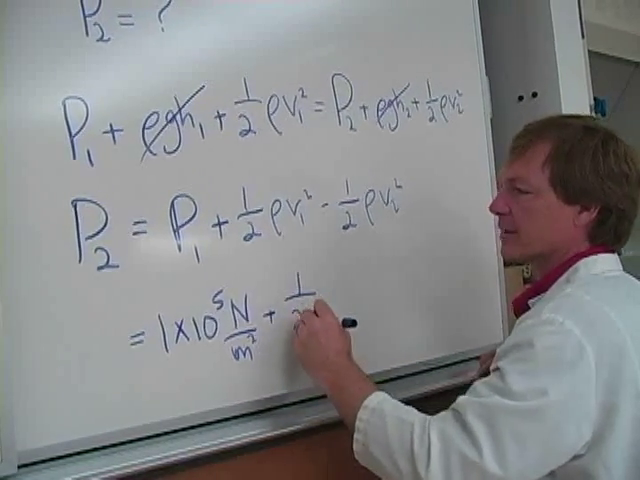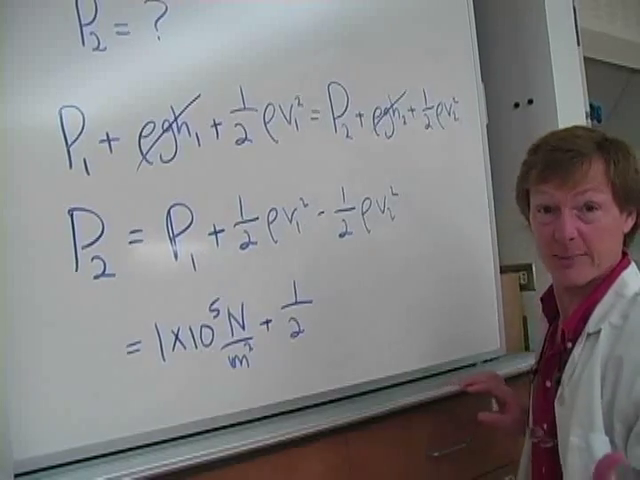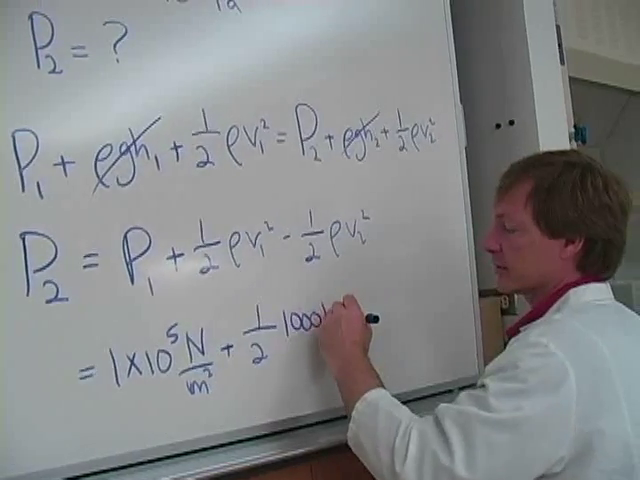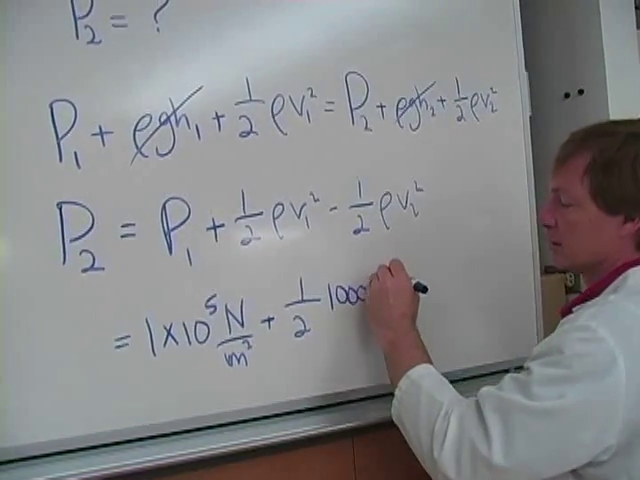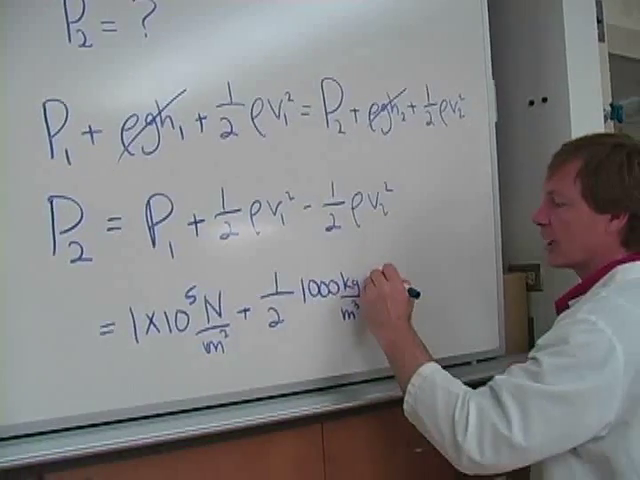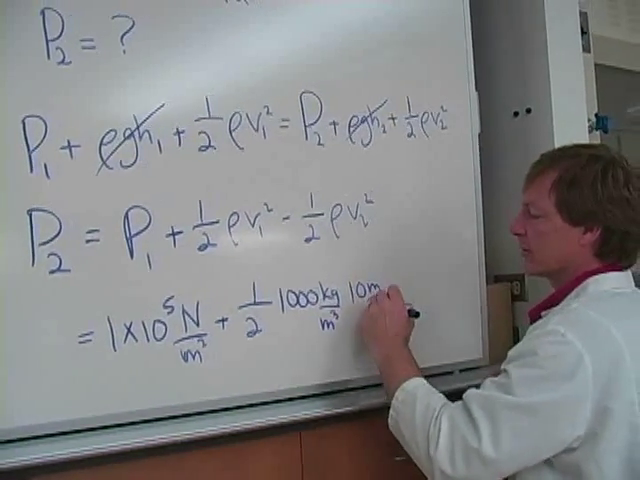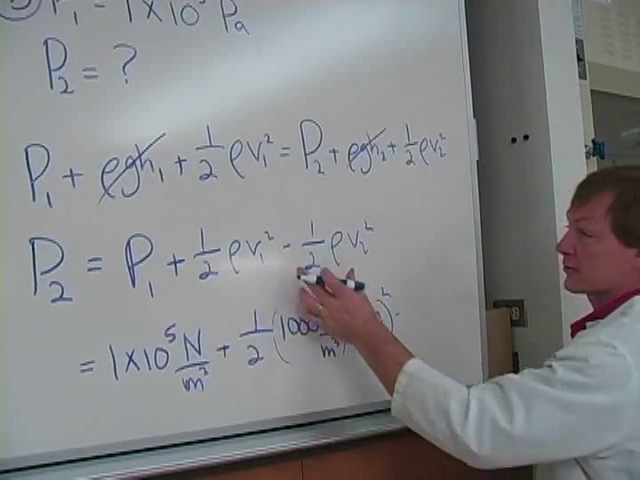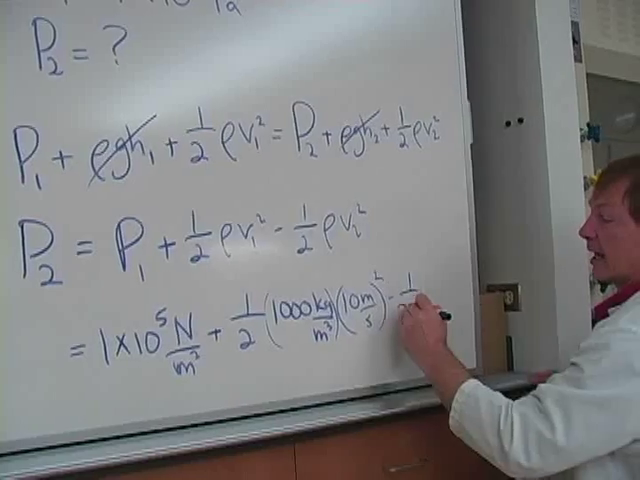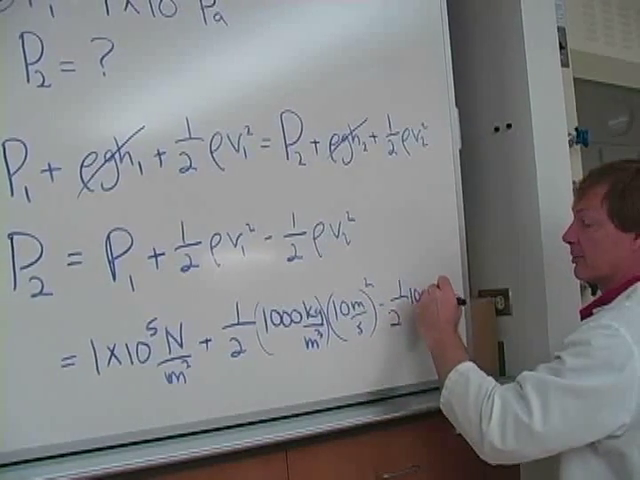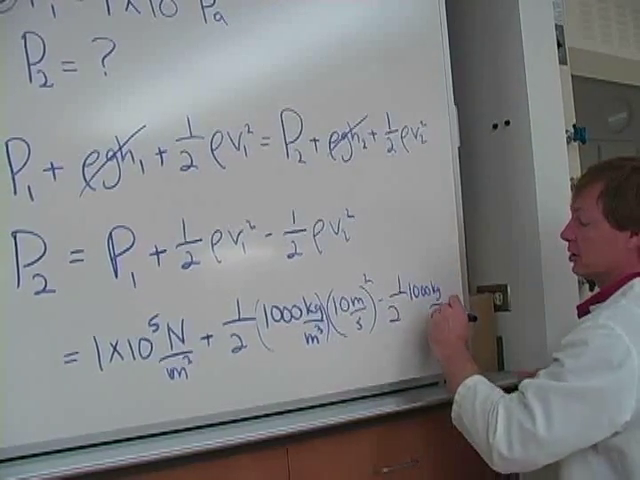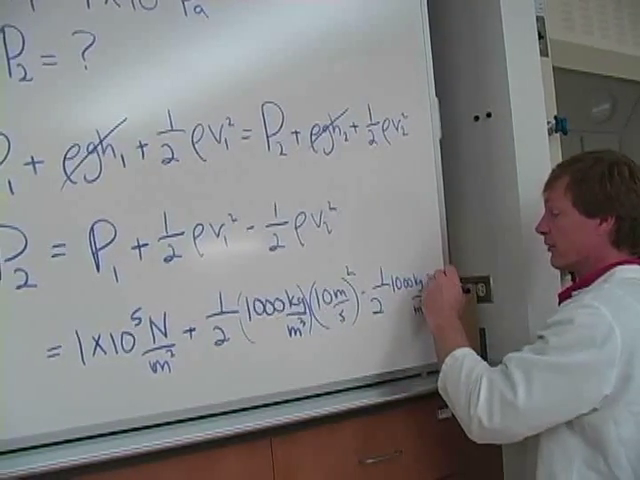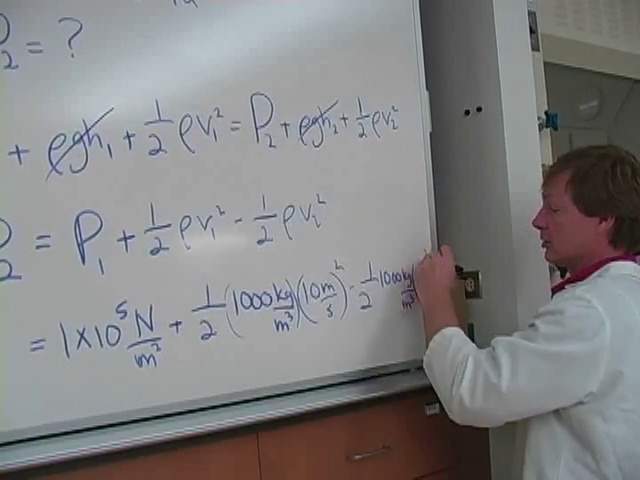plus 1/2. Now this rho, this density, is 1,000 kilograms per meter cubed. I mentioned that at the beginning. 1,000 kilograms per meter cubed, and that's times the first velocity, 10 meters per second, squared, minus 1/2 times the same density, 1,000 kilograms per meter cubed, times the velocity in the second section squared, which is 2.5 meters per second, squared.